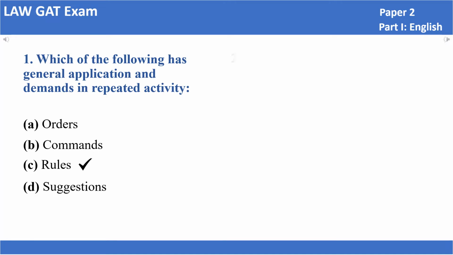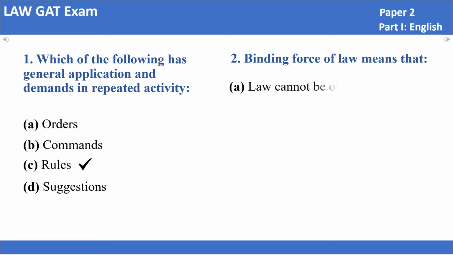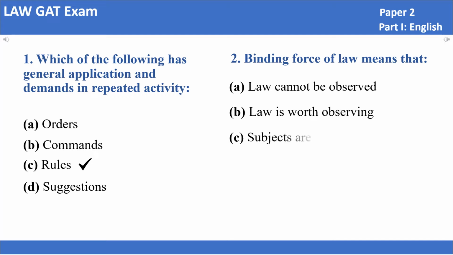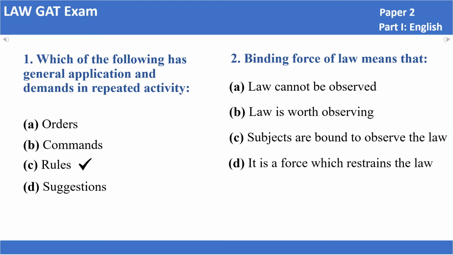Binding force of law means that option A, law cannot be observed, option B, law is worth observing, option C, subjects are bound to observe the law, option D, it is a force which restrains the law. The correct answer is option C, subjects are bound to observe the law.